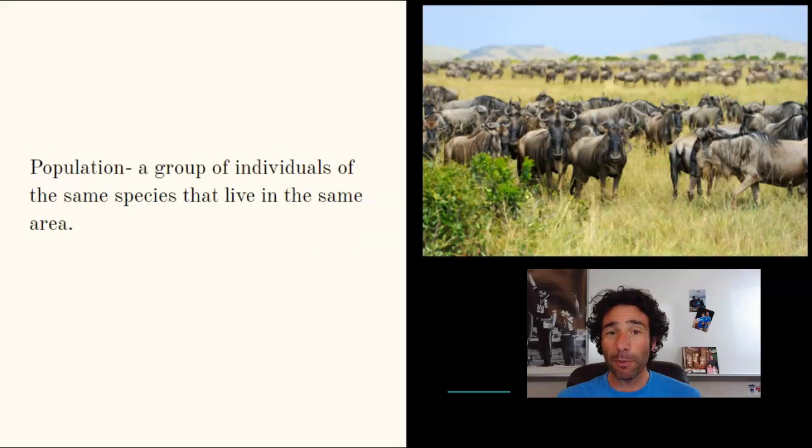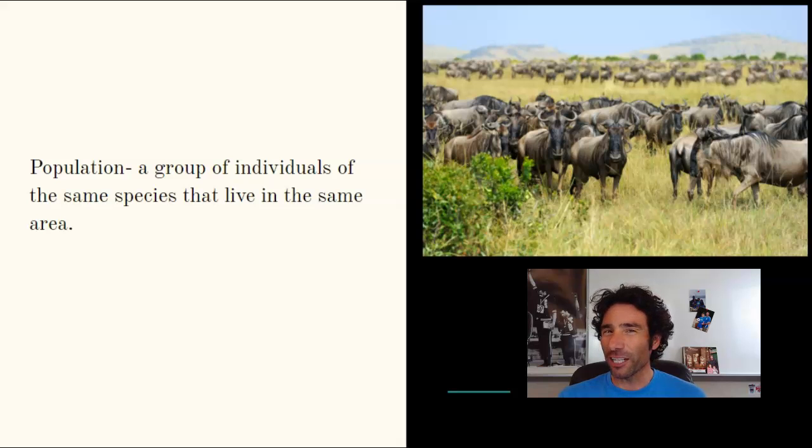If we take a step up, well, then we have a group of a species, which we call a population. So a population, like in the picture above, is a bunch of wildebeest hanging out together in a herd. But it's just the wildebeest. That is a population. So a population is multiple members of a single species.